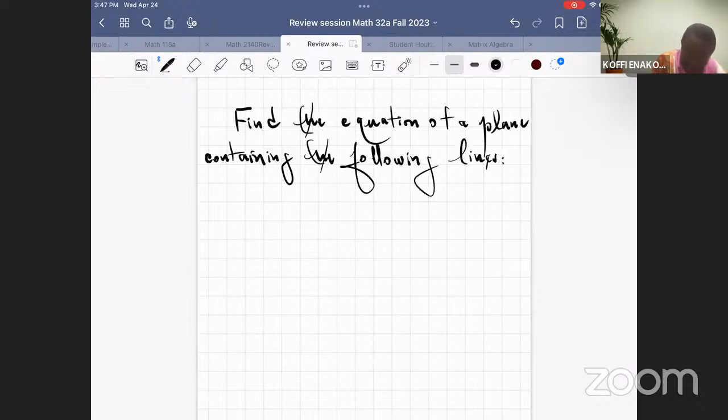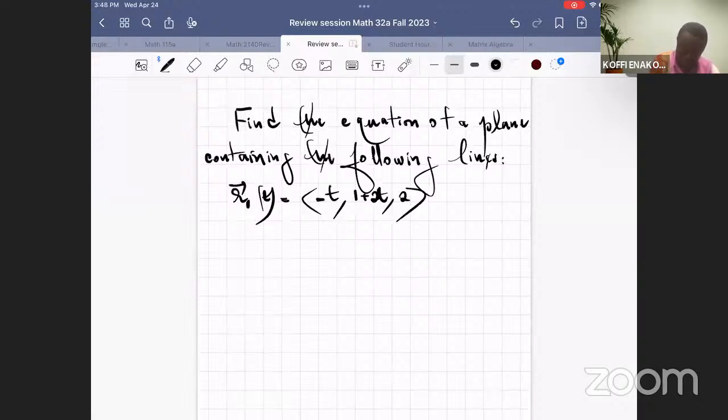So the first line has the parametric equation R1 of t that is made of negative t, 1 plus 2t, and 2. R2 of t has negative 1, 3 plus 2t, 2 minus 4t.